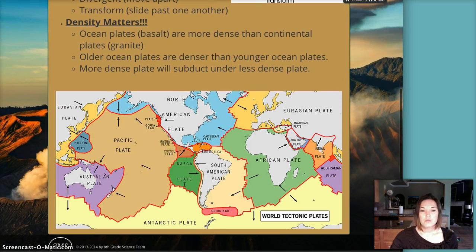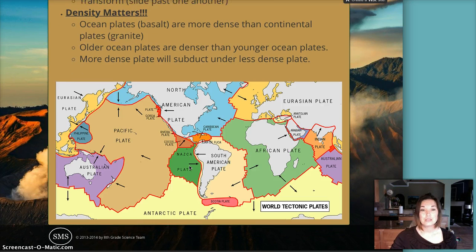Here's a picture of the world's tectonic plates, and you can see that the arrows indicate the direction that the plates are moving. So you should be able to identify the type of plate boundary. For example, here the two plates are moving away, so that's a divergent boundary. Here the plates are coming together, so that's a convergent boundary. And once you know the different types of crustal features that form at these boundaries, you should be able to look at a map like this and identify what types of crustal features like trenches or mountains or volcanoes or islands that might be forming at these different areas.